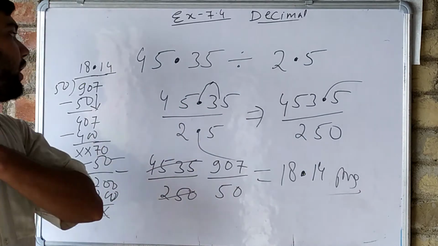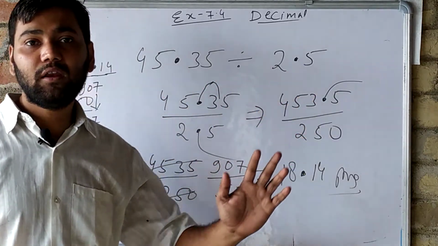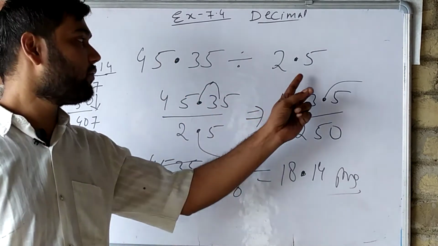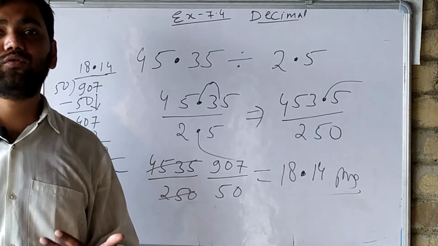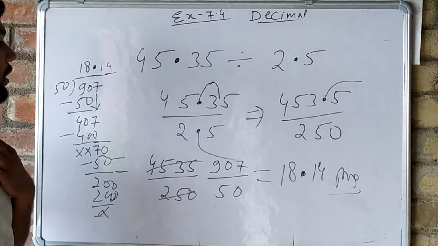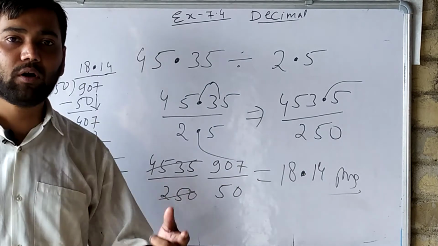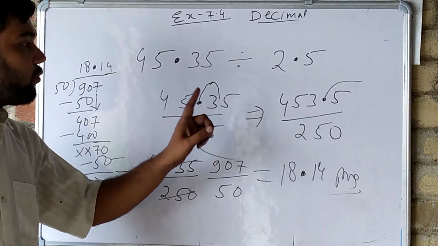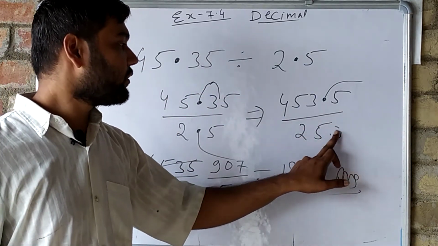What we are seeing is that the number of decimal places is different in the numerator and denominator. Here we have 2 decimal places, here we have 1 decimal place. When we shift the decimal in the denominator by 1 decimal place, the decimal in the numerator is also shifted by only 1 decimal place. Now the picture is converted to this. What happens?